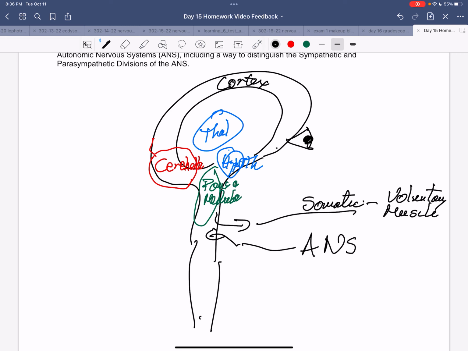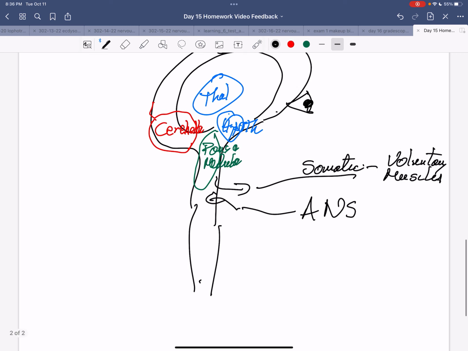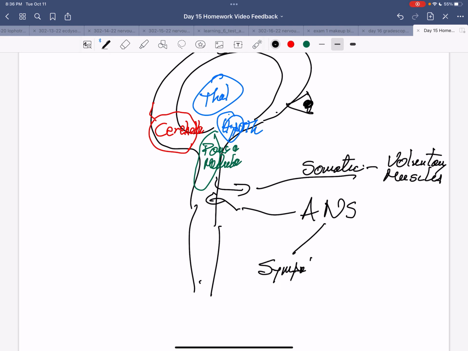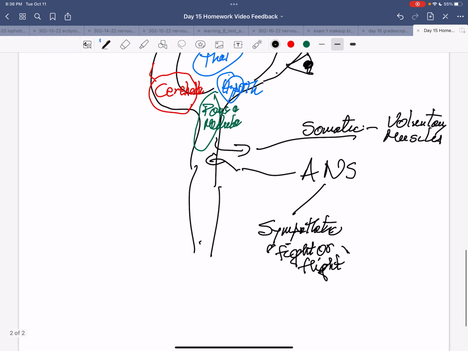The somatic nervous system is voluntary muscles, so all your skeletal muscles, all the movements you make that you're in control of. The autonomic nervous system is divided into the sympathetic, which is often called fight or flight, and it basically energizes you. It sends blood, for example, to brain, heart, and muscles, and does other things that get you to pay more attention, to have more energy for movement, to be prepared for sudden movement.